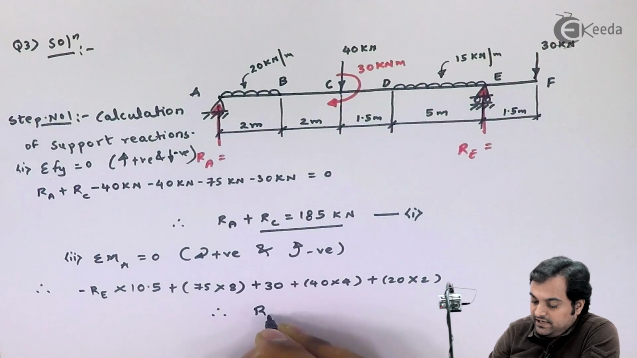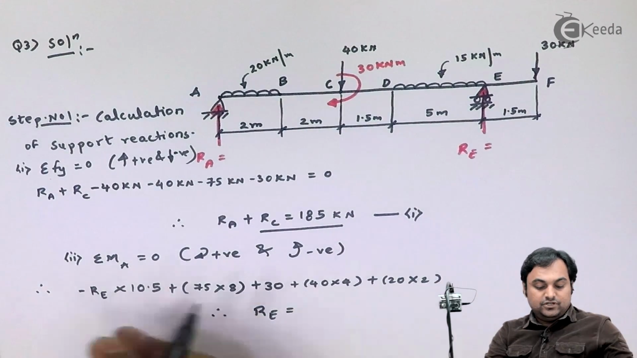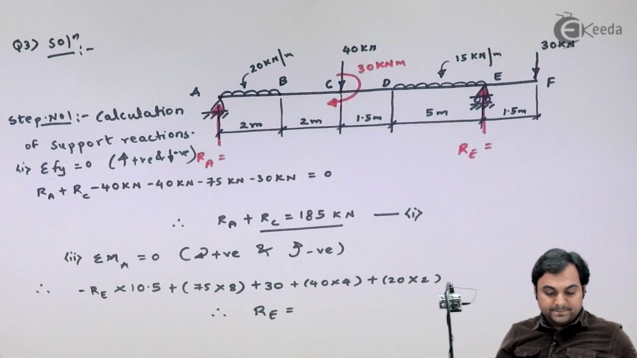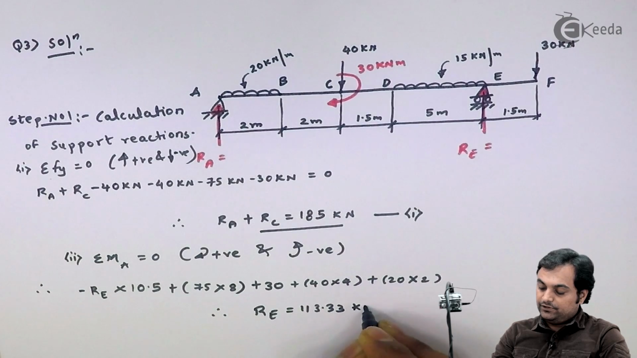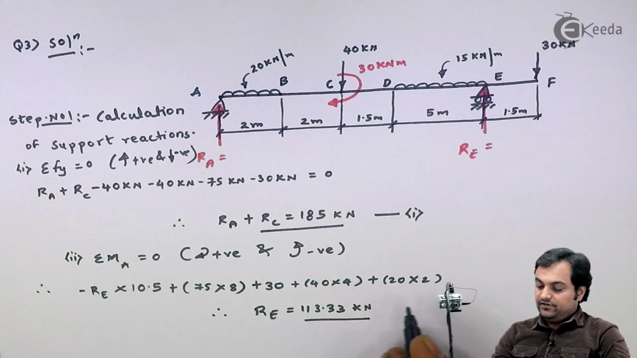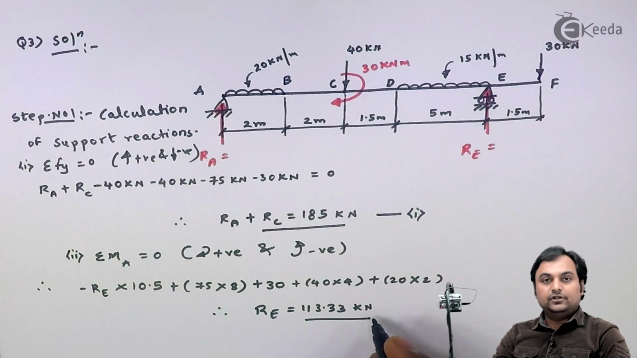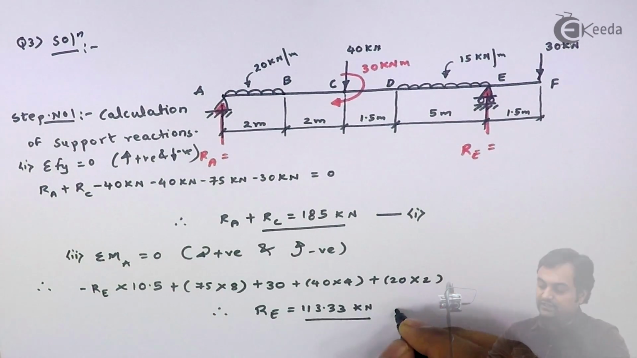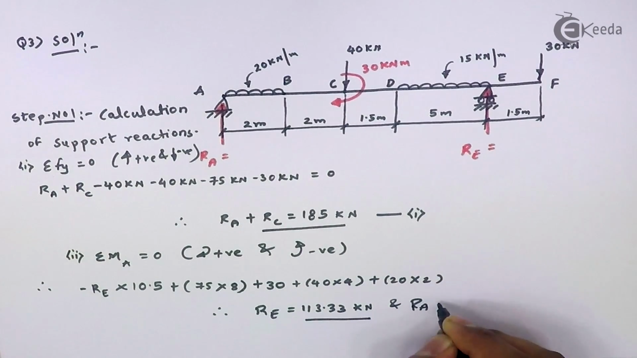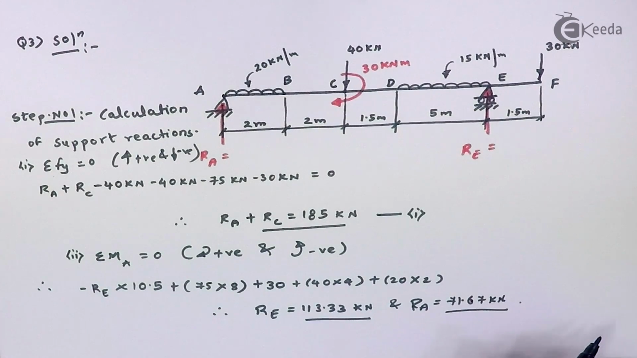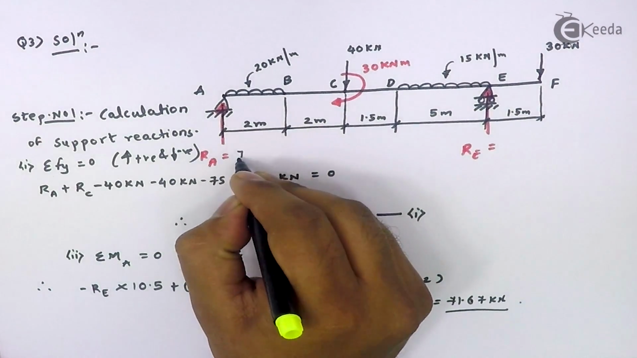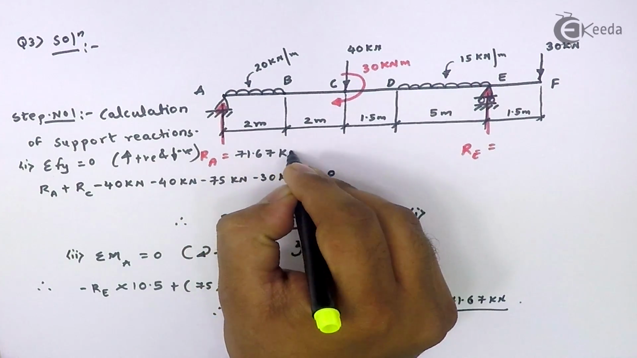So from this I am getting reaction at E. It comes out to be 113.33 kilonewton. After we put 113.33 kilonewton in equation number 1, I will get RA as 71.67 kilonewton. So here I complete my step 1, where I have calculated the support reactions. I can write the values here.